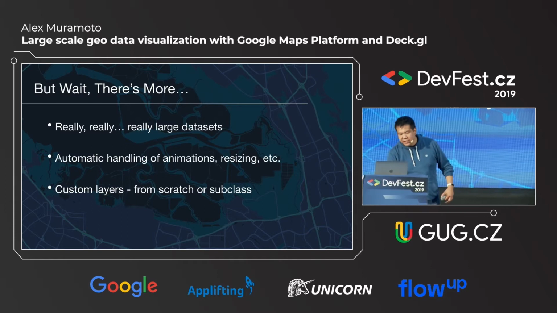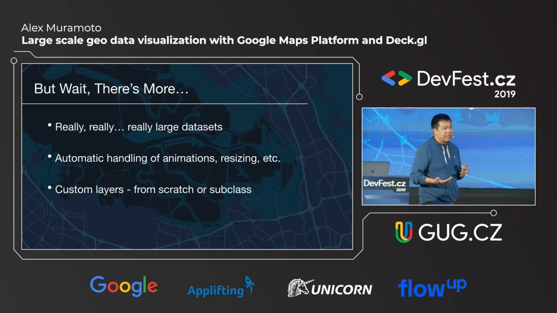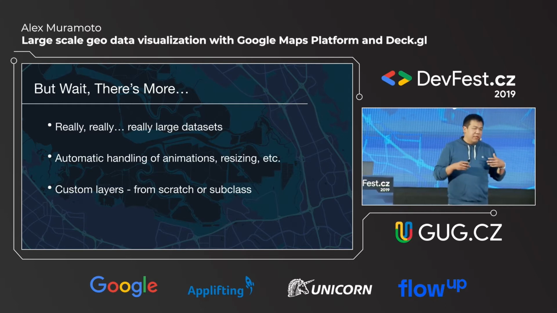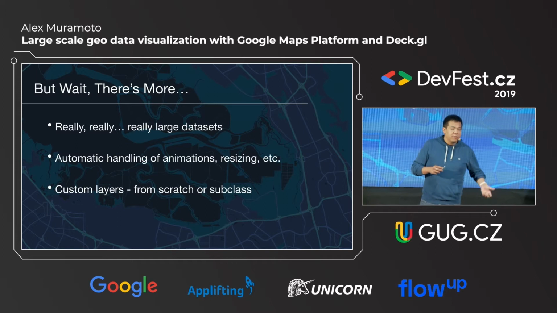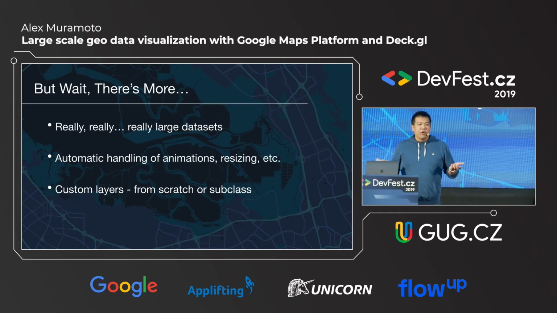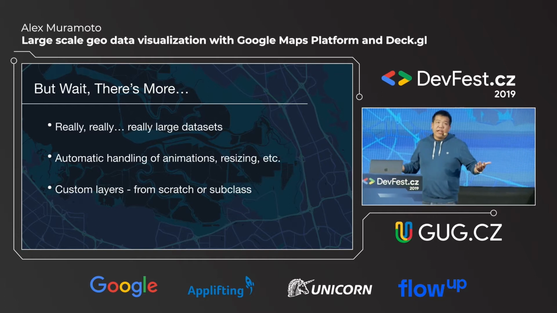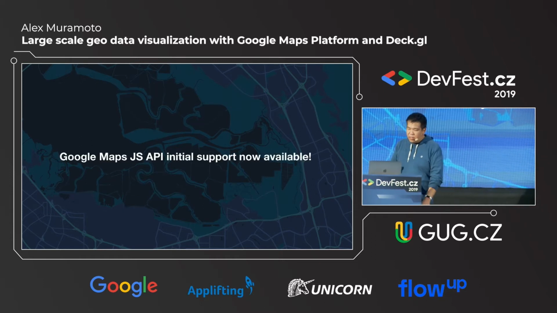Also, Deck.gl allows you to build custom layers if the ones that you get out of the box are not to your liking. You can either build these from scratch because the framework exposes its underlying WebGL context to you, or you can subclass any number of layers. In fact, pretty much every layer in Deck.gl is subclassed from an original base layer class.